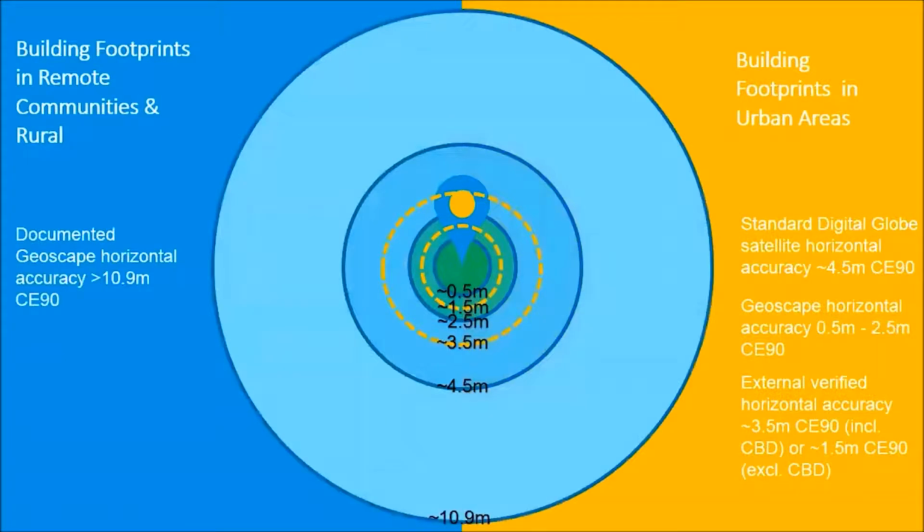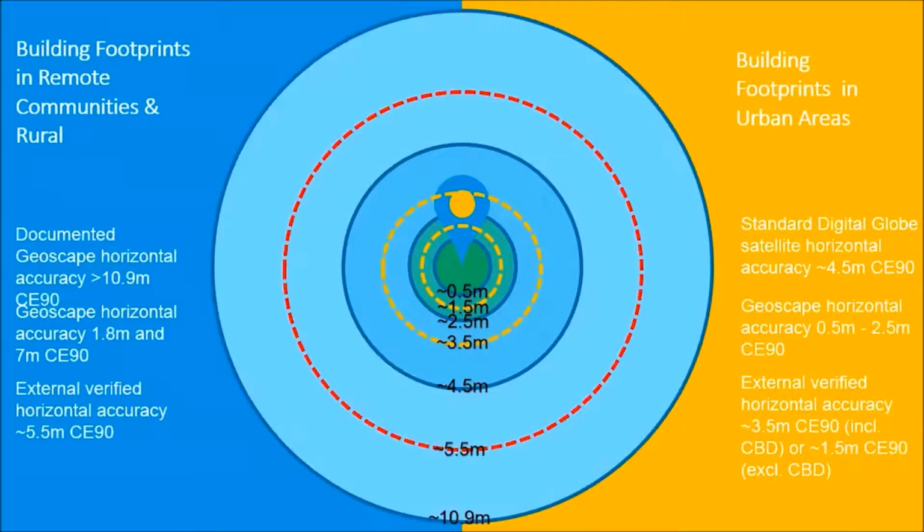In rural areas, we have documented Geoscape's accuracy to be less than 10.9 metres. We have found them between 1.8 and 7 metres. But our external partners have measured the horizontal accuracy to be approximately 5.5 metres.